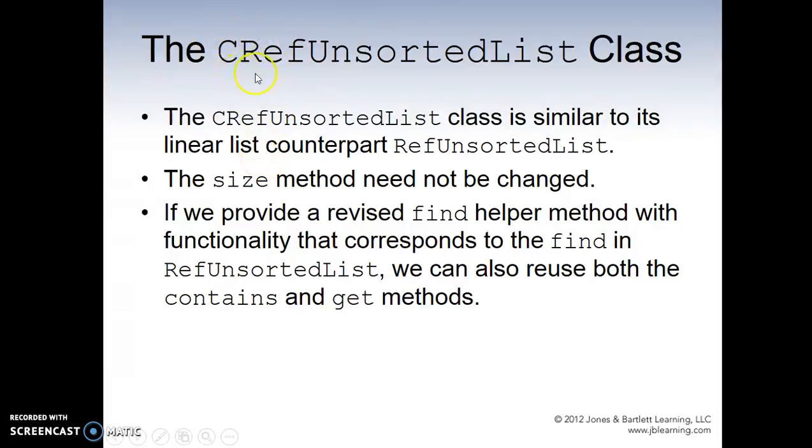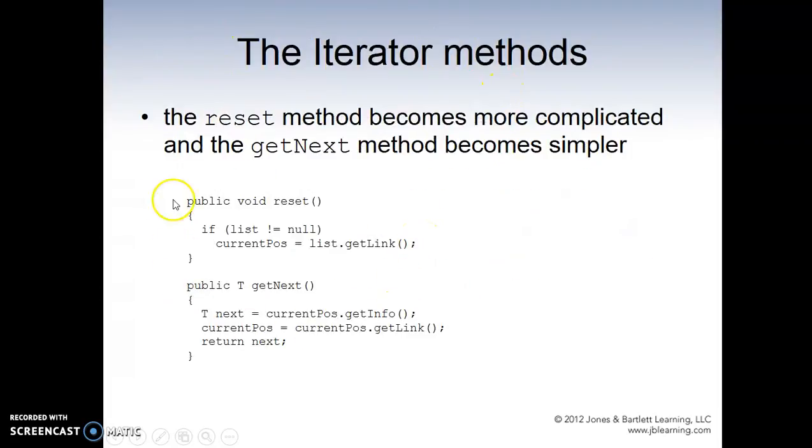This C stands for circular reference and sorted list. So I just want to show you how to implement this. This is about how to implement reset and get next. The reset method becomes more complicated in this case, because normally when you reset, you just set it to head, right? The get next method becomes simpler, because when you add the end, get next pretty much gets the next one for you.